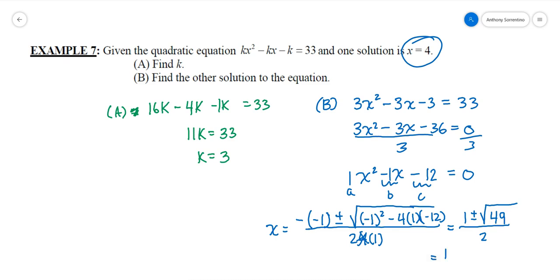And so that gives me 1 plus or minus 7 over 2. Well, 1 plus 7 is 8 over 2 is 4, which I expected. So this one I already knew about. 1 minus 7, however, is negative 6 divided by 2 is negative 3. So the other solution is negative 3. And that's how you'd go about solving that one.